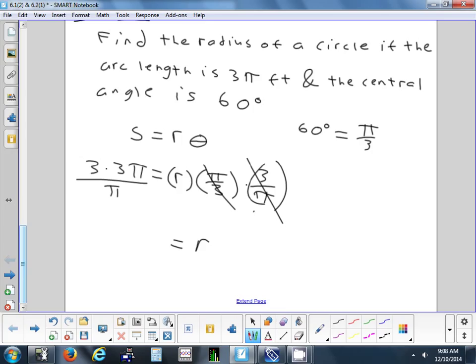After I reduce all that. 9. Yeah, just 9. And somebody else tell me, what should my label be on that? 9. How about Sam? Feet, yeah. A radius, again, that's a length. So go back in your problem and look at your units used for length. 9 feet. Any questions on that?